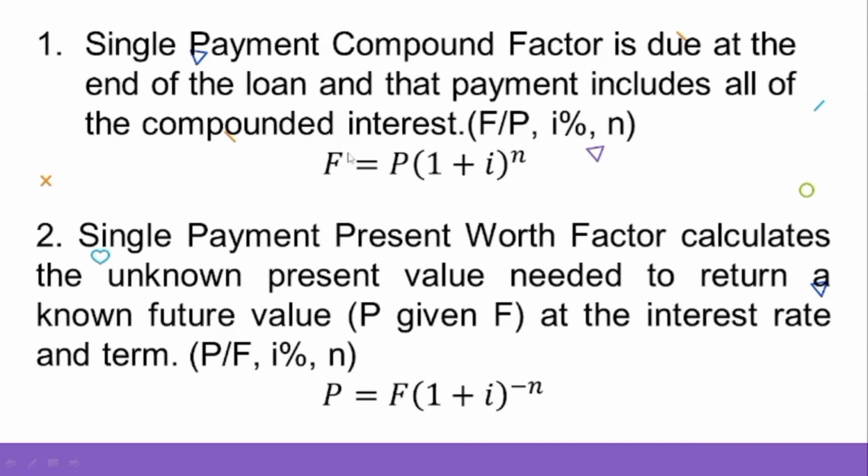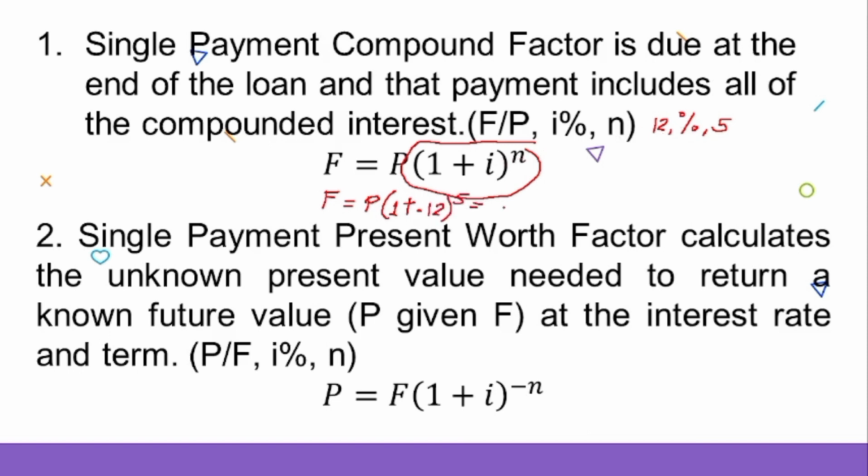So, kapag sinabi natin single payment compound factor, ito yun. This is the single payment compound factor. This is the factor. So let's say if we are given 12% interest for 5 years. So, that would be F is equal to our present amount times 1 plus our interest, which is 0.12, raised to our n, which is 5 years, raised to 5.